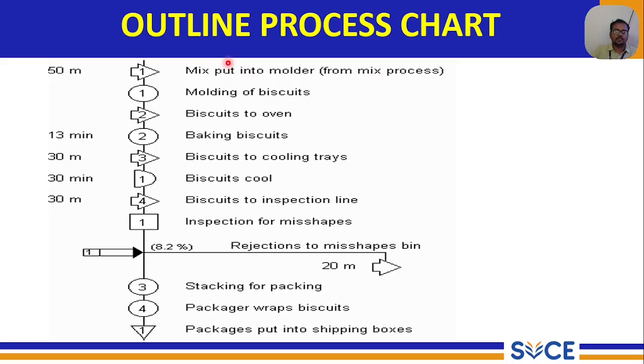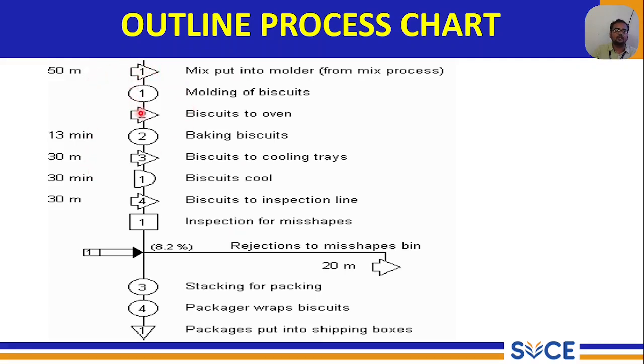As informed earlier, you can see the operations which are carried out in the entire process: molding of the biscuits, then biscuits to oven transfer, then the baking of the biscuits is done, then the biscuits are cooled in the cooling trays, then they are moved to the inspection lines, and finally they are moved for packaging and distribution in the shipping boxes. All those processes are mentioned on the right side, whereas on the left side the time involved for each and every process is indicated.